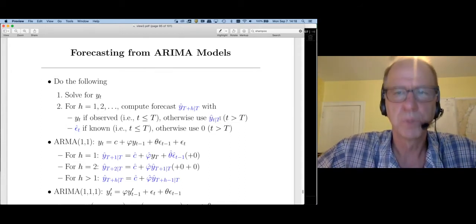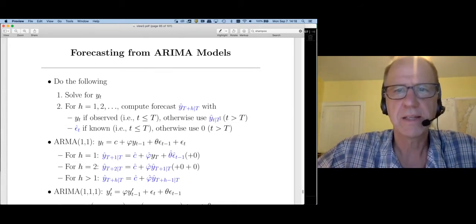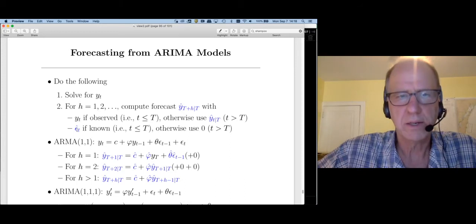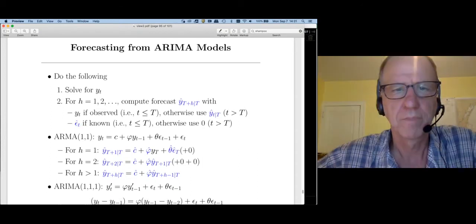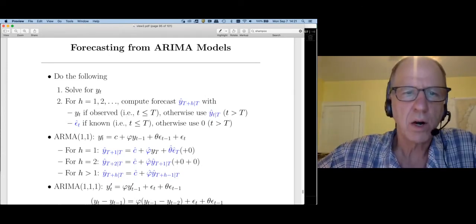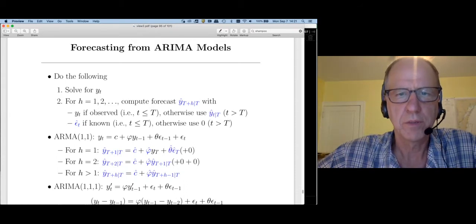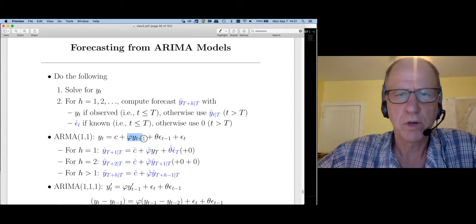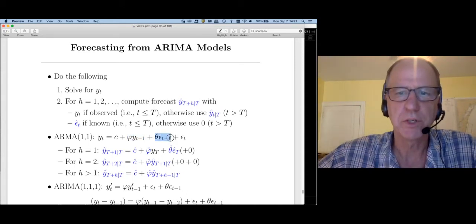So I'm going to use blue font to indicate anything that was a forecast value, black font for anything that's observed. When it comes to the errors, we will plug in the estimated error if it's known. Otherwise, we're going to plug in the mean, which is 0. So let's go look at the ARIMA(1,1) model. If we write the ARIMA(1,1) model in terms of yt, this is what we get. There might be a drift term. This is your autoregressive term. This is the moving average term.